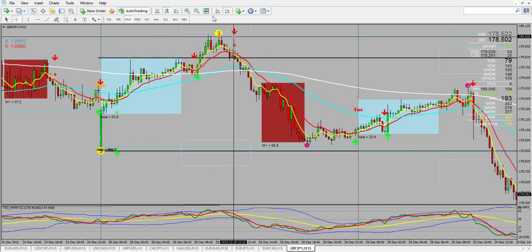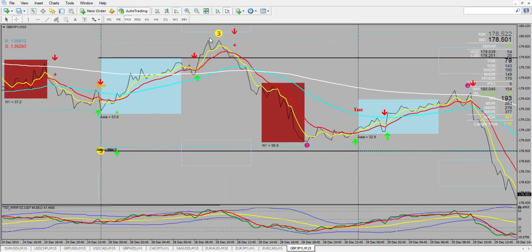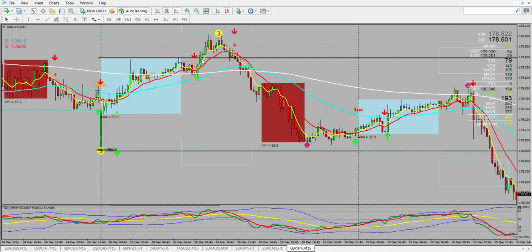But what do we got? I mean, I can go to line chart if you need me to. Perfect M, you see it. You can even see it on candlesticks.